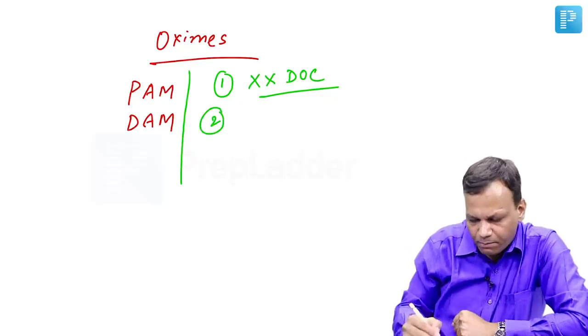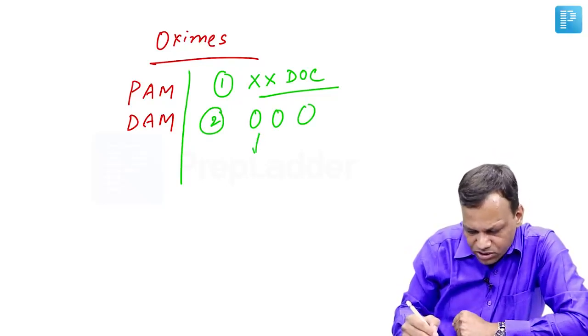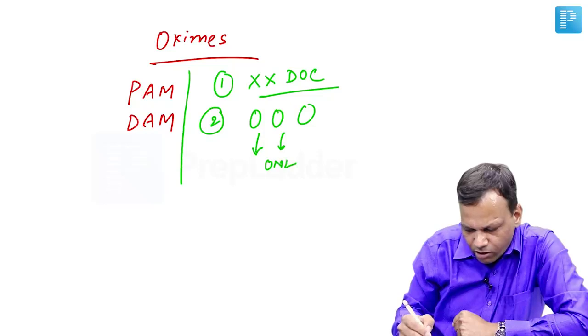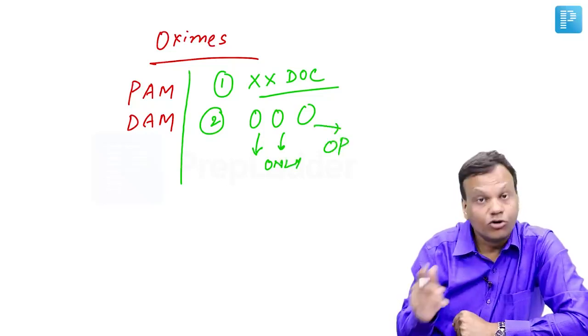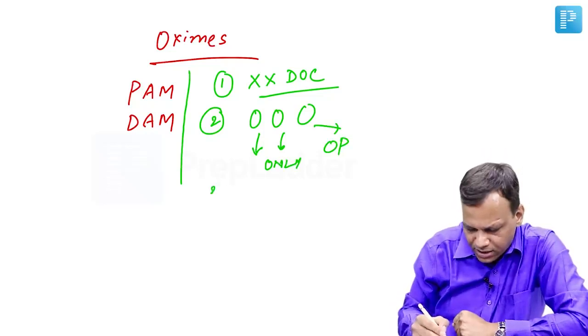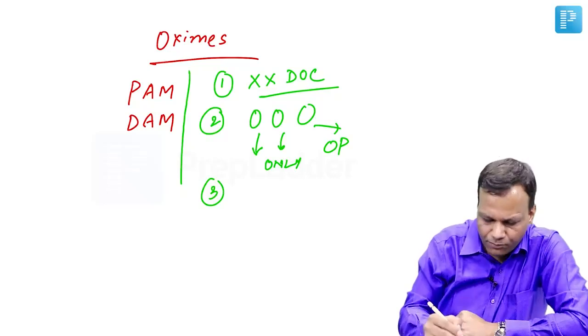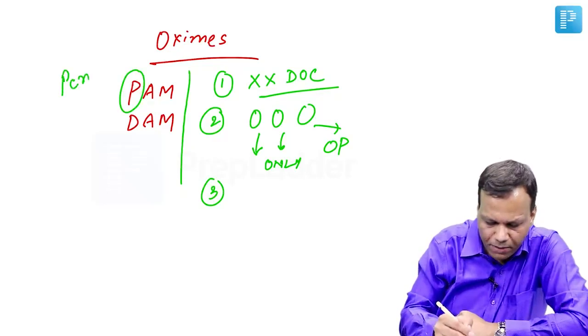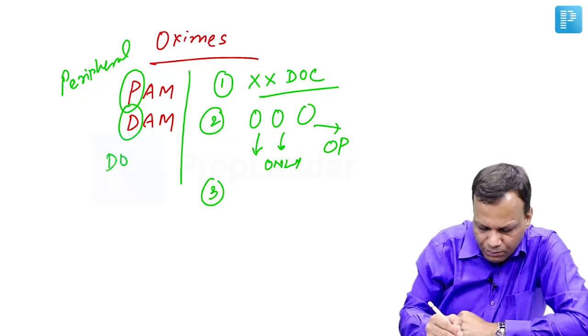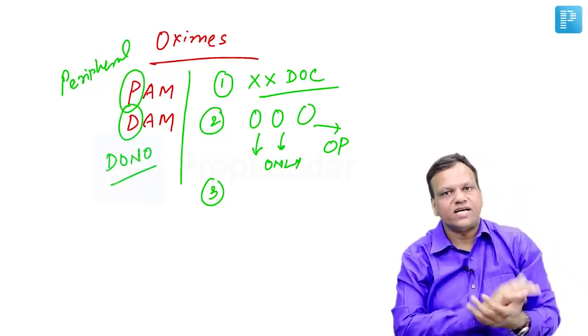Second, you can remember triple O. Triple O means oximes are only for organophosphate poisoning. Oximes are not for carbamate poisoning. And third, the difference between PAM and DAM. PAM, you can remember, P is peripheral. PAM acts only in the periphery, not in the brain. DAM, D means both places. DAM works in both places, periphery as well as brain.